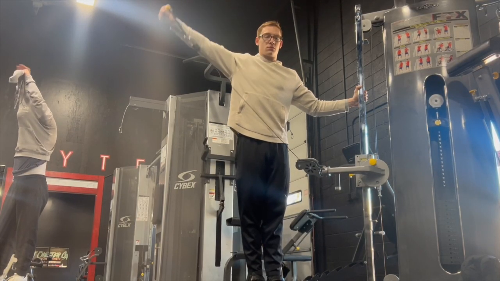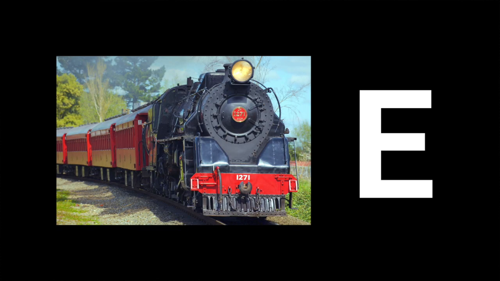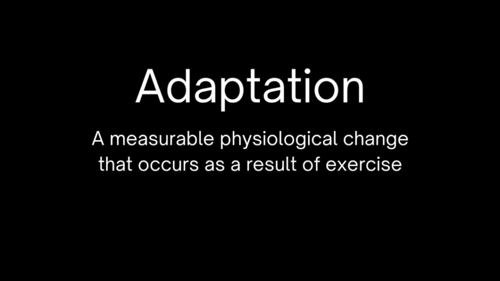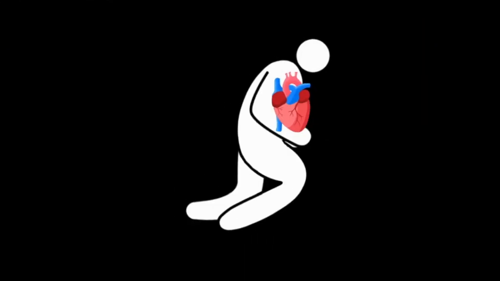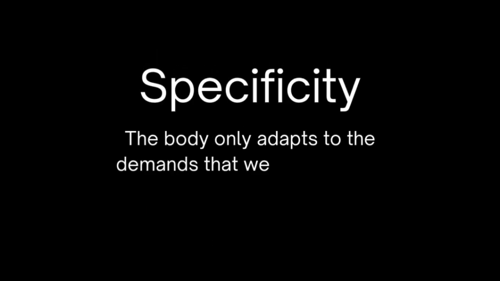This is arguably the most important principle in exercise training, regardless of the adaptation a trainee desires. An adaptation is a measurable physiological change that occurs as a result of exercise, like muscle strength, muscle size, cardiorespiratory endurance, flexibility, speed, power, and balance, just to name a few. The principle of specificity tells us that the body only adapts to the demands that we impose on it.